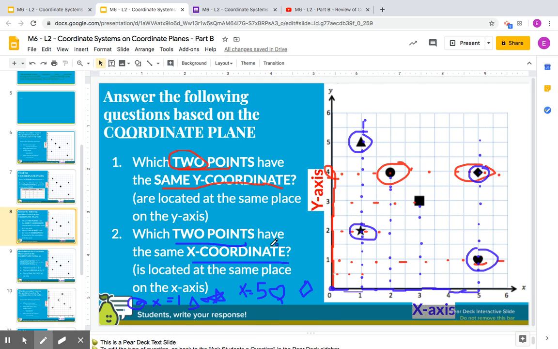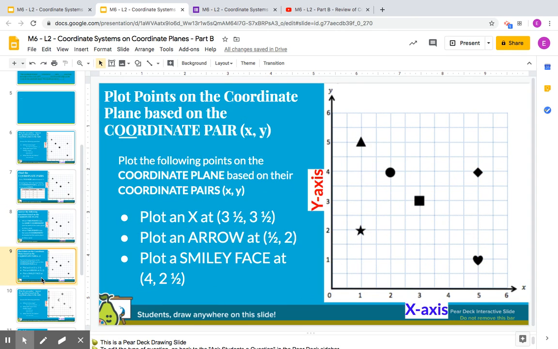So I actually had 2 spots on my x-axis where the x coordinate was the same. At x equals 1, I had 2 shapes, the star and the triangle. And when my x coordinate was 5, I had 2 shapes, the heart and the rhombus. So now let's take a look at where I would start plotting points based on this coordinate plane.